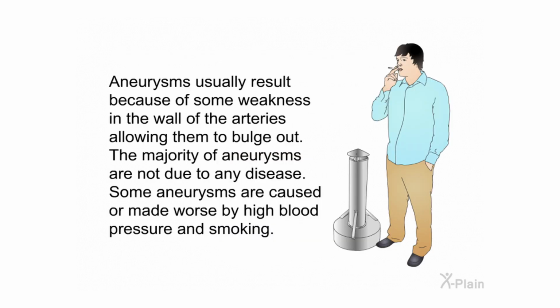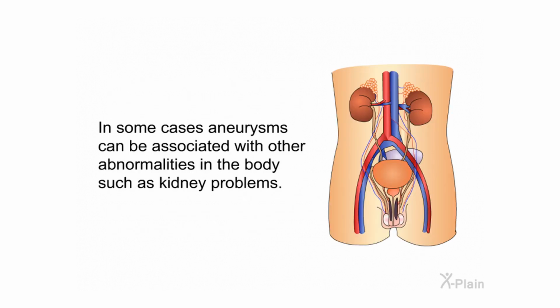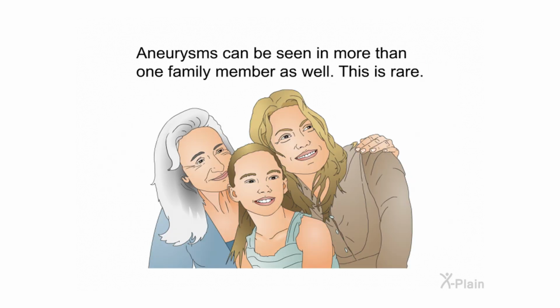Aneurysms usually result because of some weakness in the wall of the arteries, allowing them to bulge out. The majority of aneurysms are not due to any disease. Some aneurysms are caused or made worse by high blood pressure and smoking. In some cases, aneurysms can be associated with other abnormalities in the body, such as kidney problems. Aneurysms can be seen in more than one family member as well.